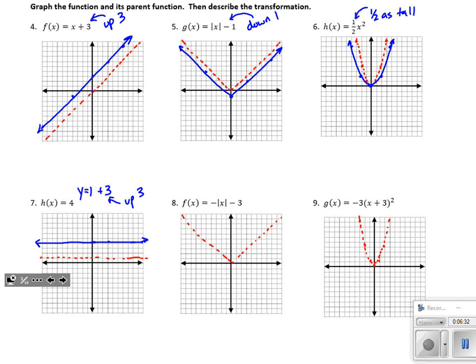We've got 2 things happening here. Problem number 8, we've got a vertical flip, and it's also being shifted down 3 units. So I'm going to take that vertex point and go down 3 units. And then from there, we're going to have our graph take the same slopes off to the sides, but going downward instead of upward because it's been flipped over the x-axis.